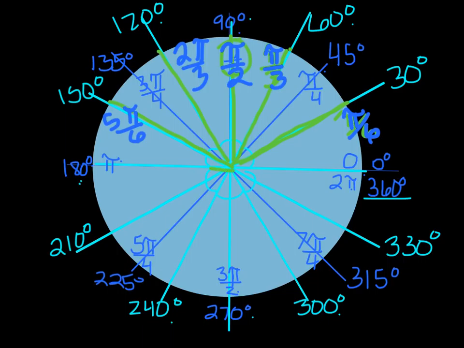This is your 6th 6, which is pi. This is your 7th 6, 7 pi over 6. Here's the 8th 6, 8 pi over 6, which is going to reduce to 4 pi over 3. The 9th 6 is 3 pi over 2.